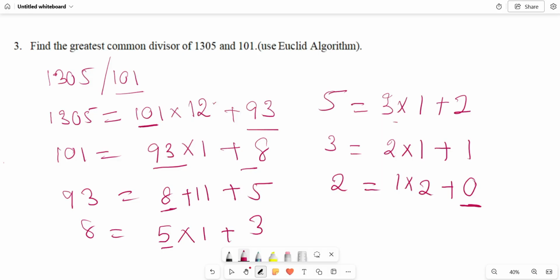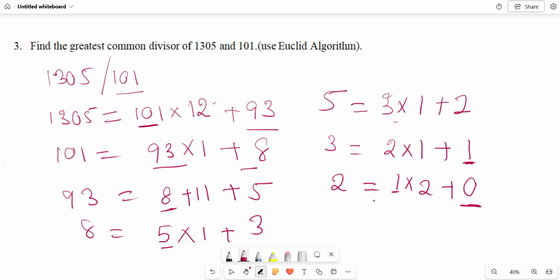After it is reaching this remainder as 0, what is the last remainder you have taken? That is the last divider you have taken. This remainder is the divider here. Okay, last divider is 1. That last divider is called the greatest common divisor. So what is our last divider? This is 1. You can either take from here or here. Okay, the same thing. This remainder becomes a divider here.